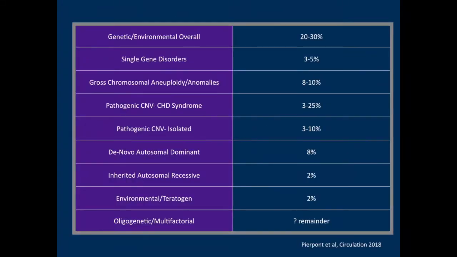Now, again, the breakdown is probably a lot different than what you would have looked at up to 10 or 15 years ago. There's a really good review article published in 2018 in Circulation by Pierpont et al., looking at really the genetic basis of congenital heart disease. And our contemporary knowledge suggests that this is probably the best breakdown.